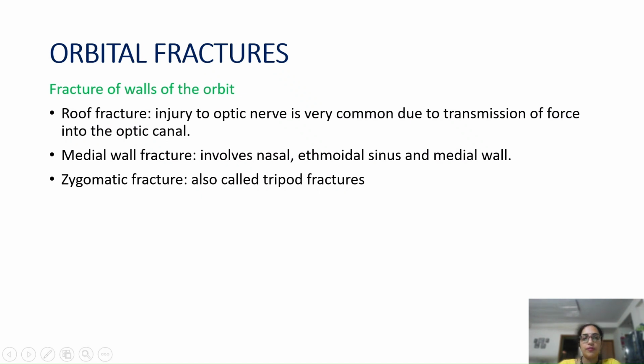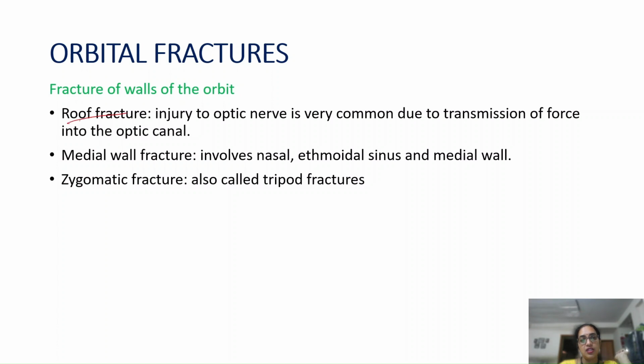Okay, let's move on to orbital fractures. So orbital fractures can involve the walls of the orbit or the rim of the orbit. Okay, or it can involve only the walls of the orbit without involving the rim. So let's look at each of them.